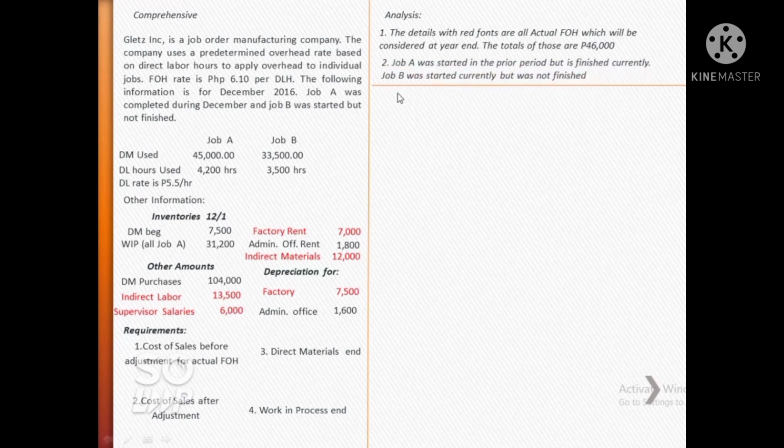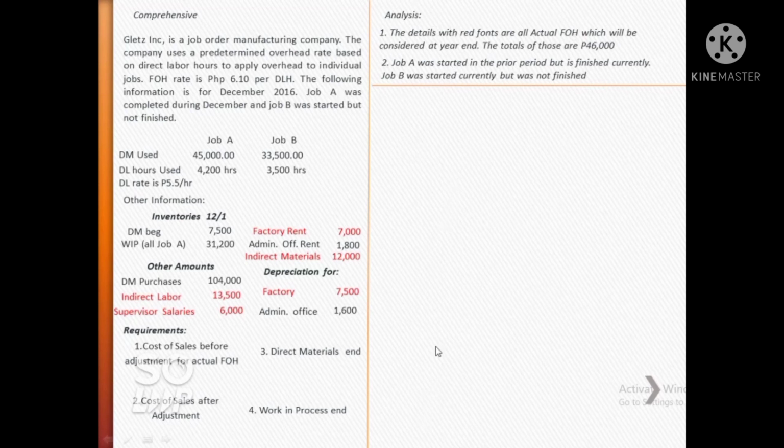Aside from which, we have the second one. Job A was already started in the prior period but is finished only in this period. Job B was started currently but was not finished. So these are very important in solving the problem.